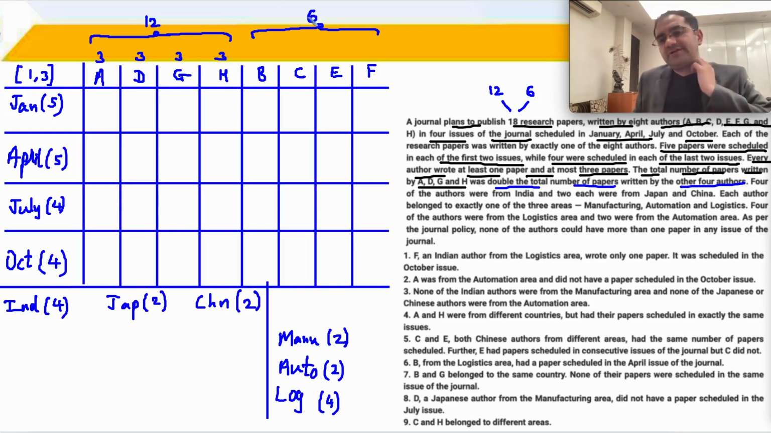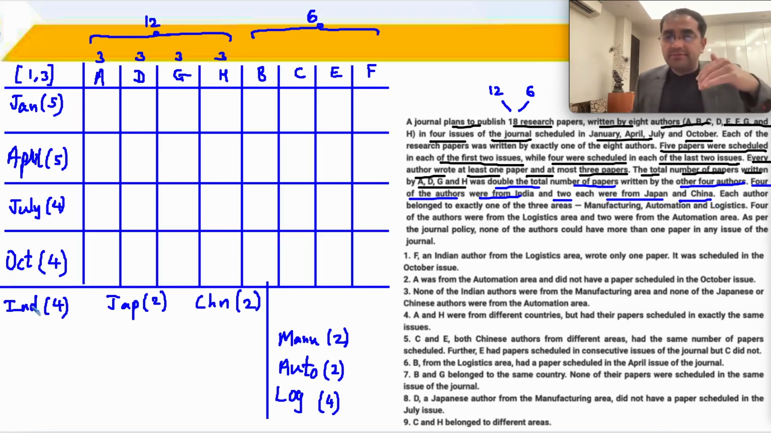This value is double of this value. 2:1 में 18 को divide किया. 12 is the sum of 4 values. They have to be 3. They have to be 3. 4 of the authors were from India. 2 each were from Japan and China.